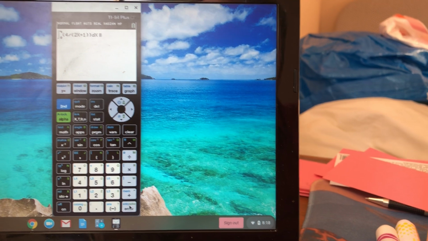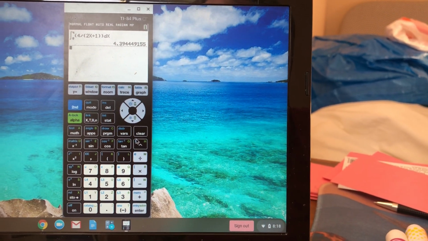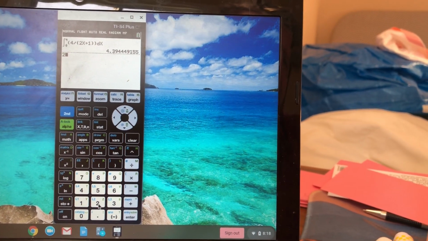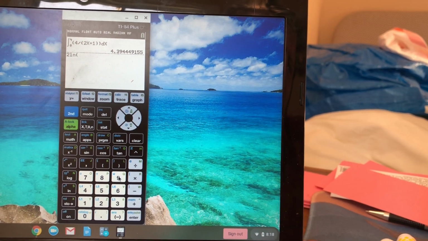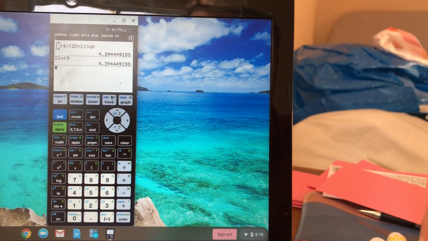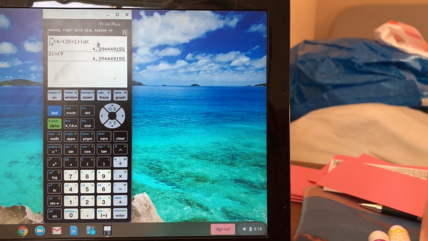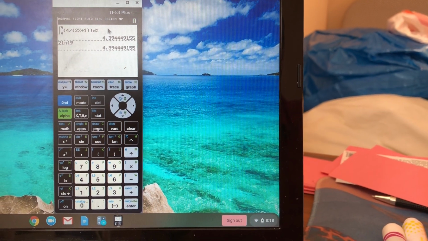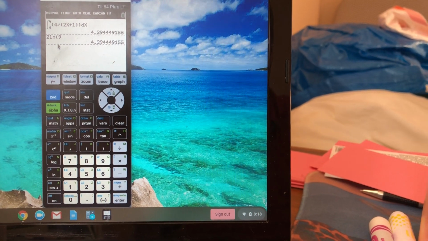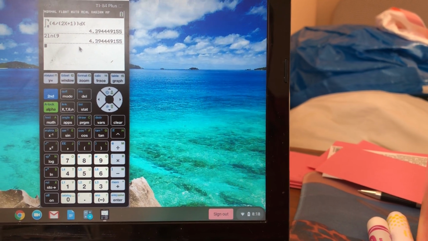Give it its variable, and cool. And those of you with a TI-89, it should spit out 2ln9 as the answer.